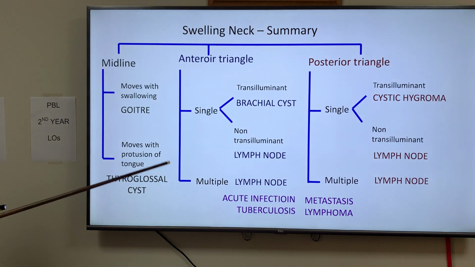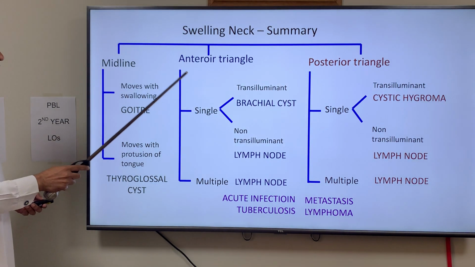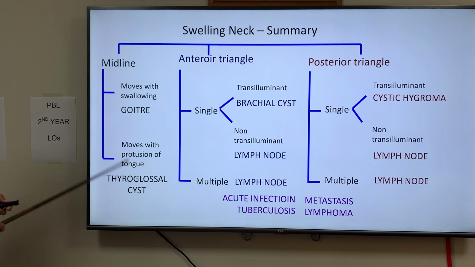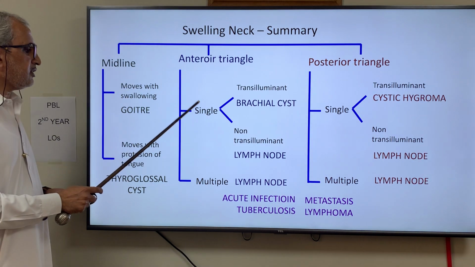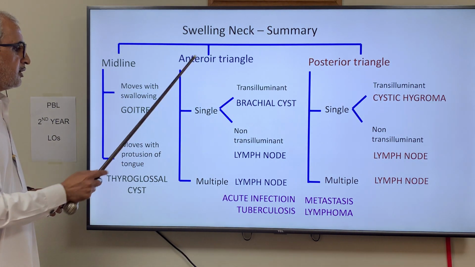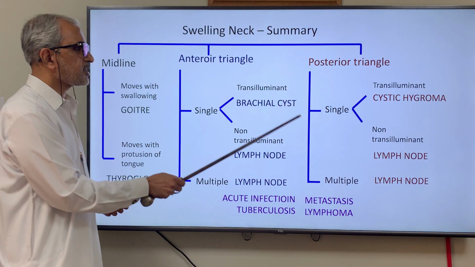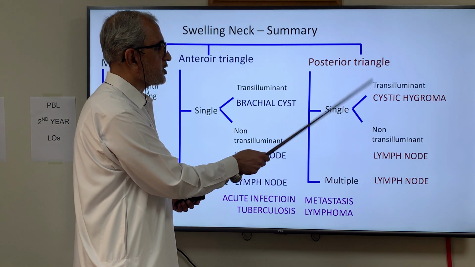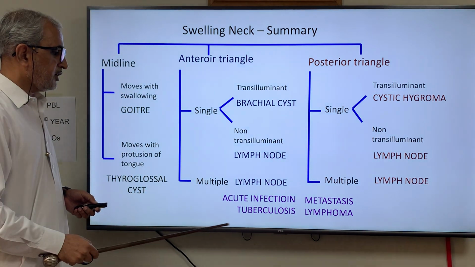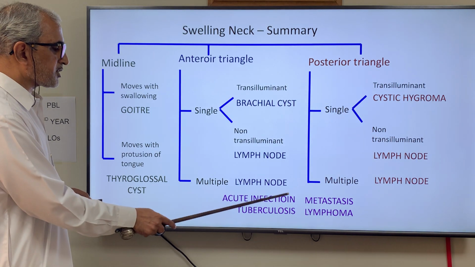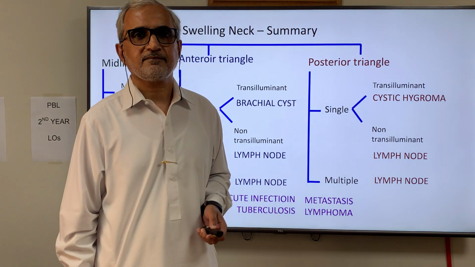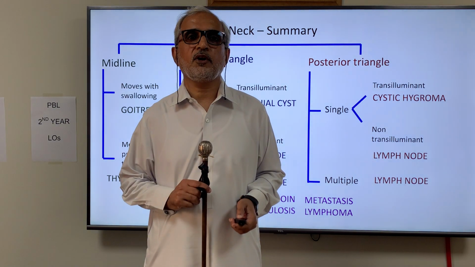To summarize: swelling in the neck, midline, anterior triangle, posterior triangle. Midline: moves with swallowing, goiter; moves with protrusion of the tongue, thyroglossal cyst. Anterior triangle: single or multiple. Single, transilluminant, branchial cyst; single, solid, lymph node; multiple, lymph node. Posterior triangle: single, transilluminant, cystic hygroma; single, solid, lymph node. If they are multiple, lymph nodes, and causes of lymph node enlargement are secondary to acute infection, tuberculosis, metastasis, lymphoma. In Western countries, one can replace tuberculosis with sarcoidosis. Thank you very much. I hope this helps you.